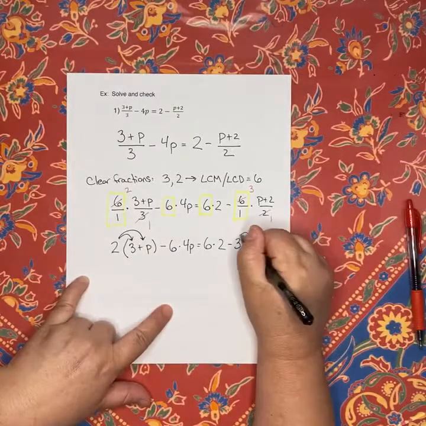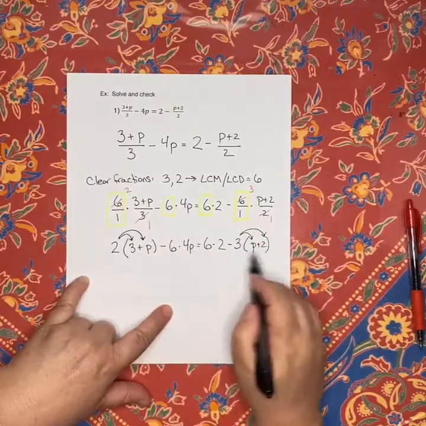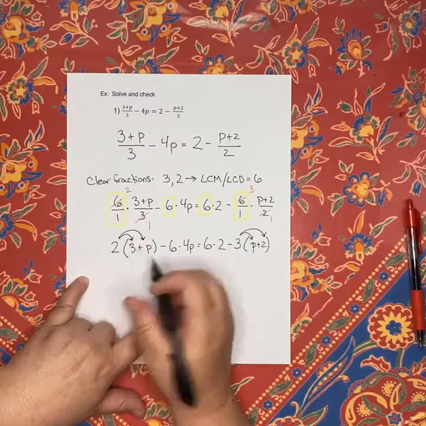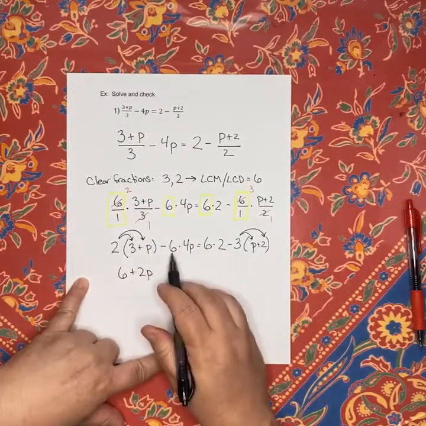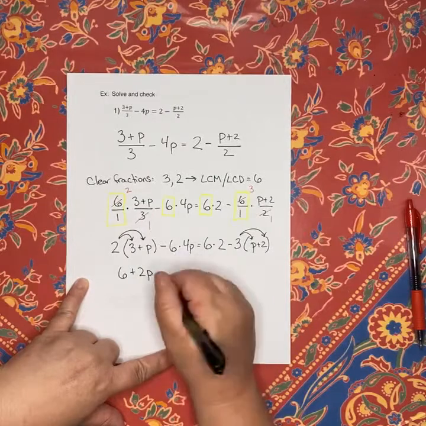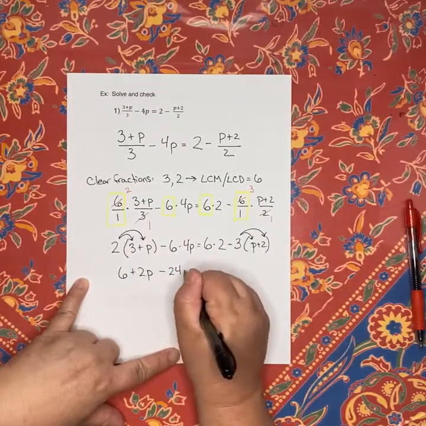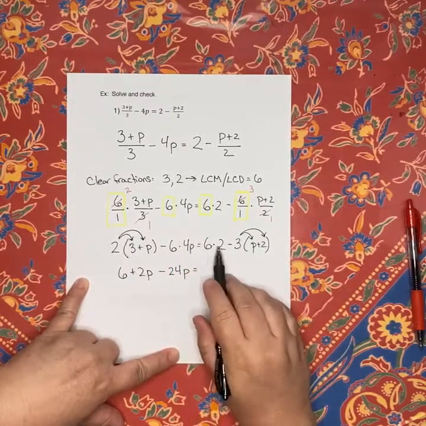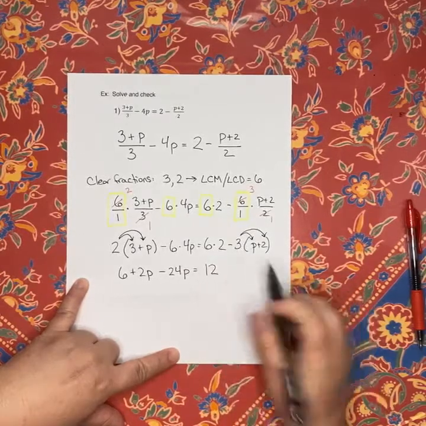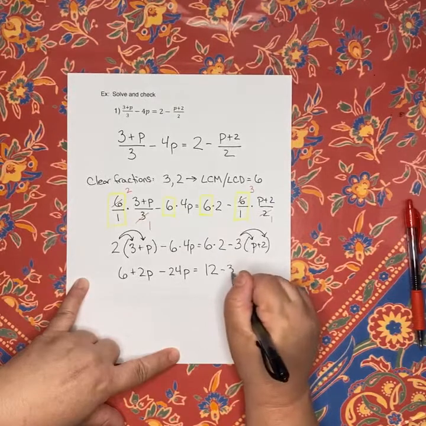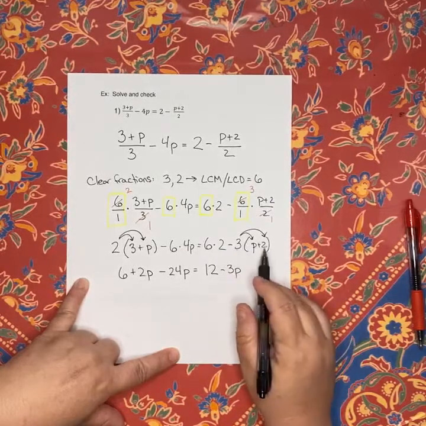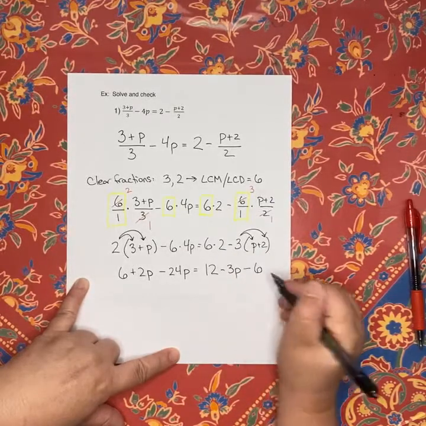Same thing over here. We've got 3 gets multiplied times both of these. So 2 times 3 is 6 plus 2p. Then minus 6 times 4p is minus 24p equals 6 times 2 is 12. And then minus 3 or negative 3 times p, negative 3p, negative 3 times 2 minus 6.